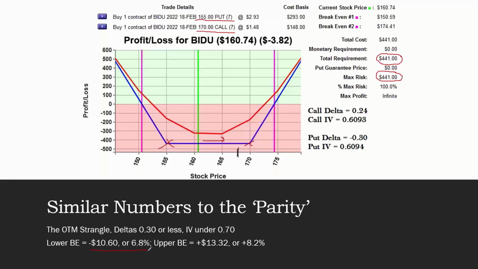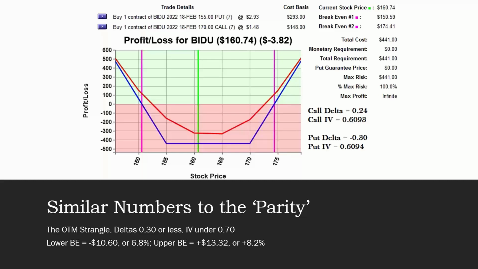We need to see a movement of $10.60 or 6.8% to the downside in order to hit the break-even. We need a movement of $13.32 or 8.2% to reach that upper break-even on the position. Almost identical to the in-the-money strangle. They're going to have similar implied volatilities. All we did is flip the deltas. Okay? So if cost is a concern with the in-the-money strangle positions, Marcia, remember the out-of-the-money will have almost the same exact risk-reward profile. You still need those movements to get to the upper and lower break-even that are pretty much identical to what you'd need with the in-the-money long strangle.